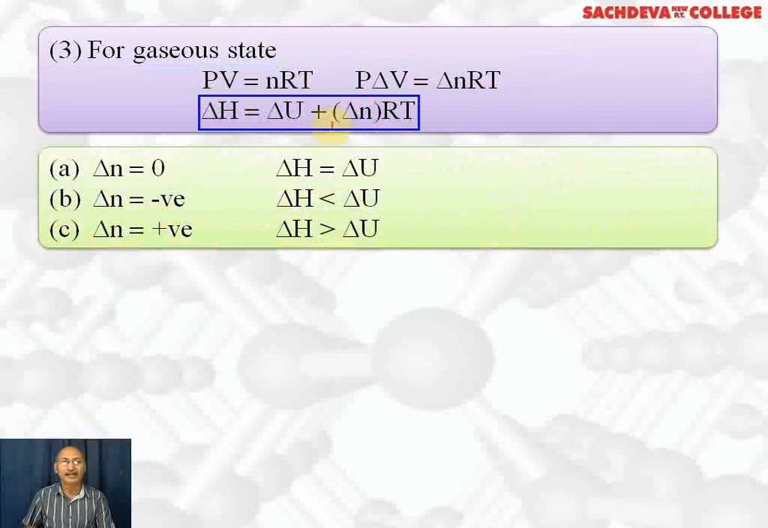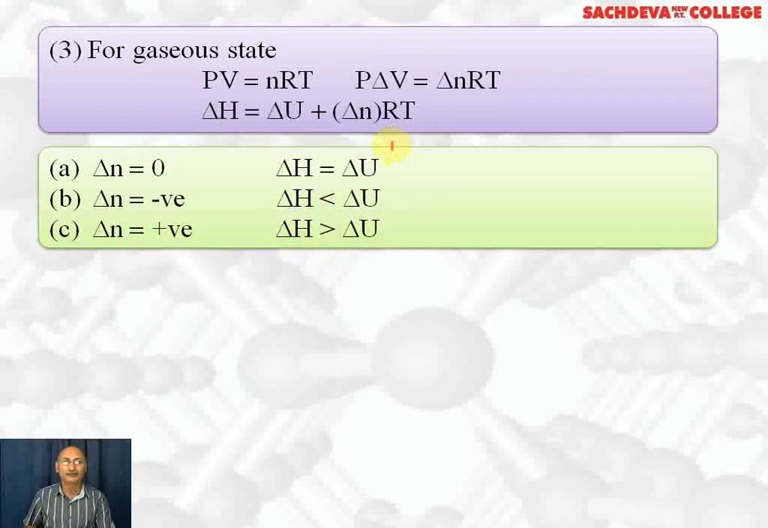Now what is this delta N? Delta N is the number of moles of gaseous products minus the number of moles of gaseous reactants. R is the gas constant, 8.314 joules per Kelvin per mole. Because here we are measuring energy, the value of R will be in joules. T will be the temperature in Kelvin. Now when delta N is 0, delta H will be equal to delta U. That is, the number of moles of gaseous reactants is equal to the number of moles of gaseous products. If delta N is negative, delta H will be less than delta U. And if delta N is positive, delta H will be greater than delta U.